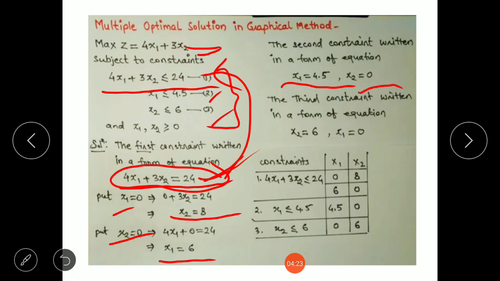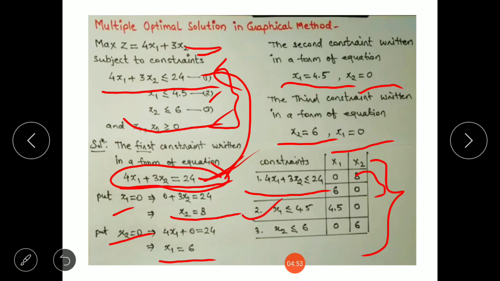Similarly, the third constraint, x2 ≤ 6, we convert into equation form, that is x2 = 6. From this we get only one point, that is x2 = 6, and since x2 = 6, automatically we get x1 = 0. So here we have noted down all the points: for the first inequality constraint we got the points (0, 8) and (6, 0) for x1, x2. For the second constraint we got the point (4.5, 0), and for the third constraint we got the point (0, 6) for x1 and x2.